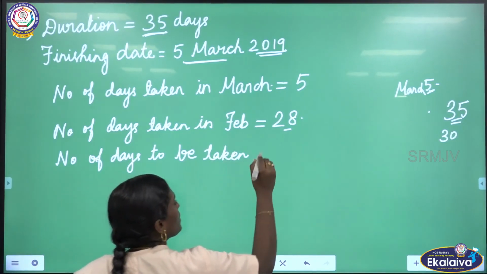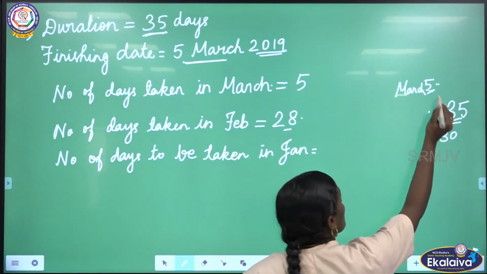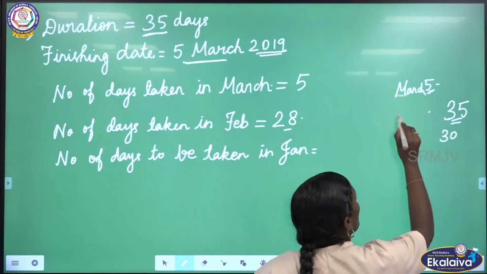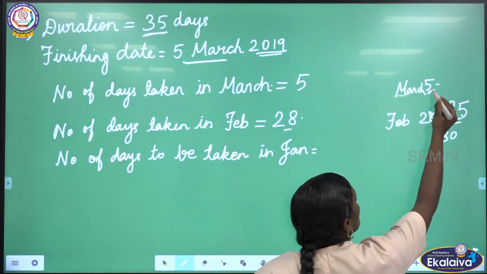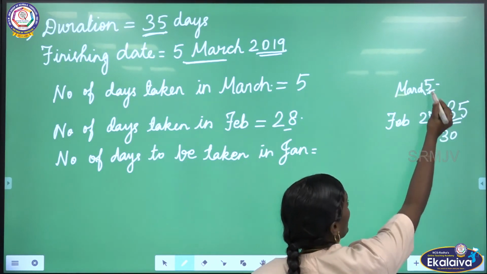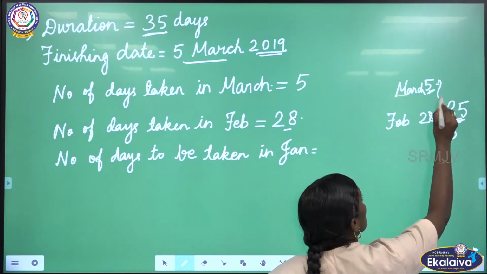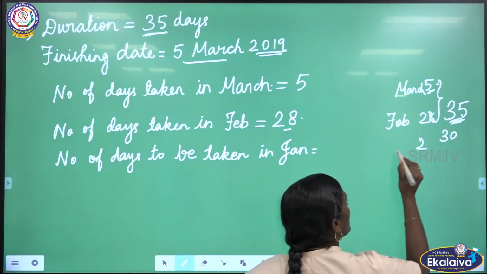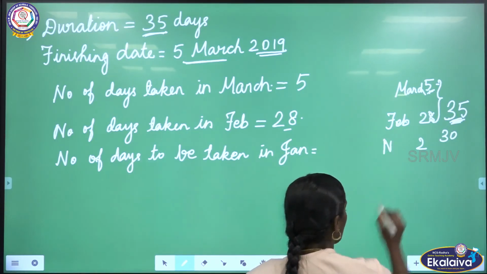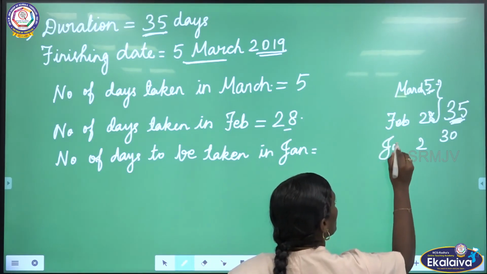To be taken in January. Okay. So already 5 days are there in March. 28 days are there in Feb. To find the remaining days, here 28 plus 5, we will get 33. Here out of 35 days, 33 days are there in March and February. The remaining 2 days, 35 minus 33, we will get 2 days. So 2 days will be there in January. Isn't it? The remaining 2 days will be in January.